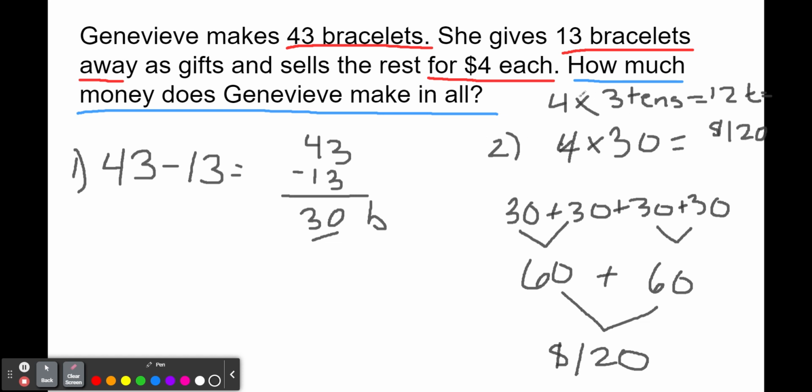So now if we were to answer this question, I'm going to answer this in blue. Genevieve, I'm going to put down G for Genevieve, made $120. All right, and that answers our question of, how much money does Genevieve make in all?